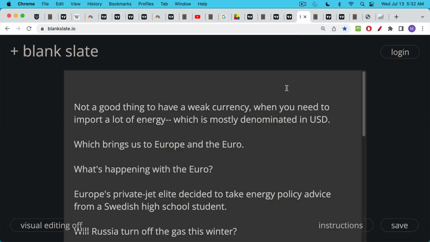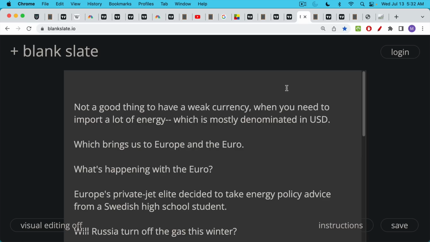Now, it's not a good thing to have a weak currency, whether it's the euro or the yen, when you need to import a lot of energy. And these are two regions of the globe, Japan and Europe, that both import a lot of energy. And this energy is mostly denominated still in US dollars. You still mostly have to use US dollars if you want to buy crude oil or natural gas. So this brings us to Europe and the euro.